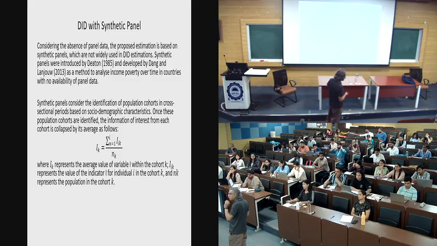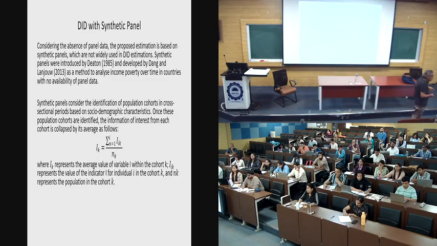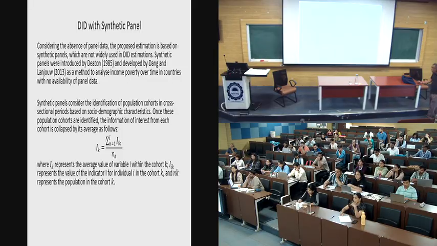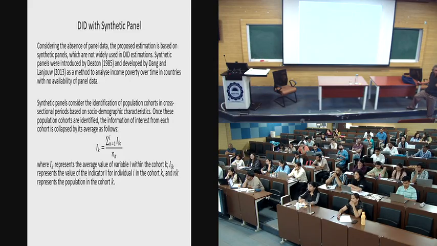And I_k is nothing but the average value of the variable I which lies within the cohort K, and then I_ik represents the value of the indicator I for individual i in the cohort K, and N_k represents the population in the cohort K. So for example, I decided to take age. I decide that the cohort would be age group of 3. So then I pick everyone in that particular age group. I start with 20 to 22, 23 to 25. In that way, I calculate.